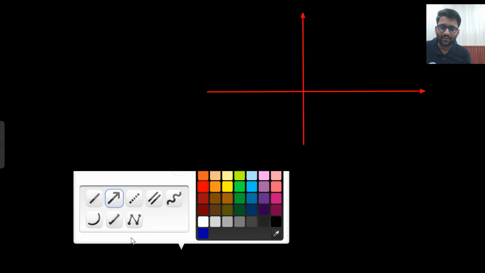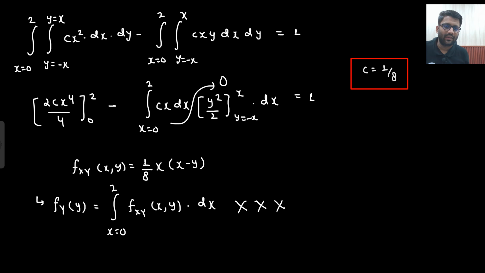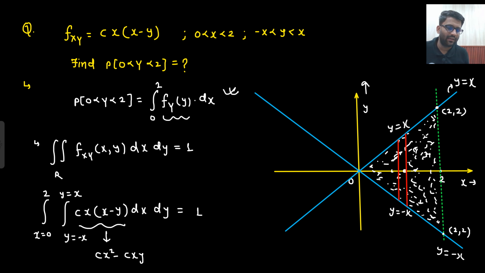So first I will make the region of operation. What was my region of operation? So this was my region of operation. In this particular region I am working, right? Here I know that this point will be (2, 2), and this point will be, sorry, (2, -2), and (0, 0). This is your x, this is your y.